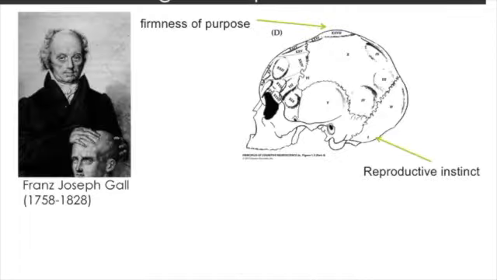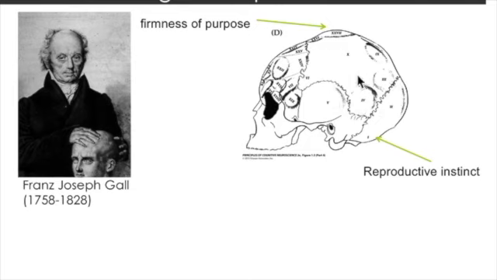Now, then, in the 18th century, we had Franz Joseph Gall, who was himself a physician. He was a doctor, and he started noticing that humans have bumps on their scalp, right?